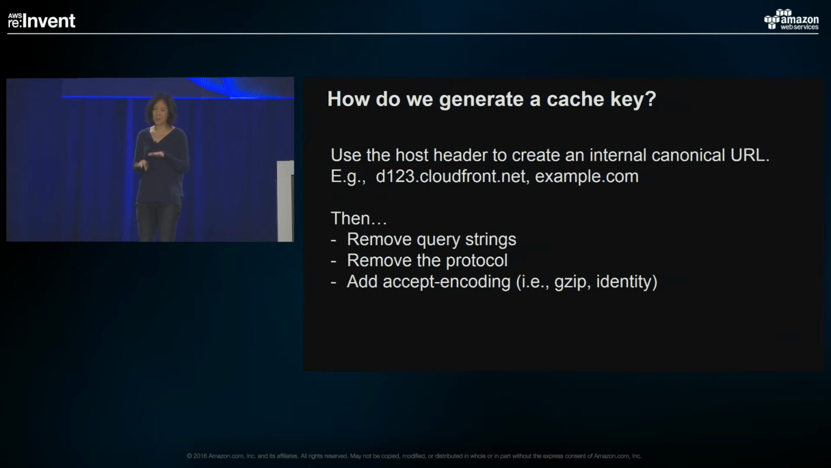For every object, we have hierarchical cache keys. So we also have a base cache identity key, which is a hash of your d123.cloudfront.net concatenated with the Accept-Encoding header. We do that so that when you ask us to invalidate objects, we can easily go and invalidate all the variants of that object as well.